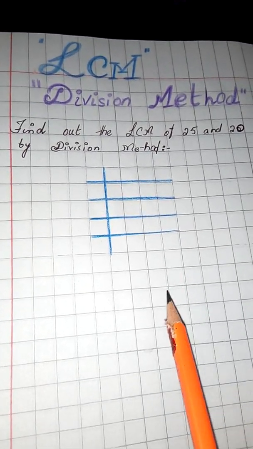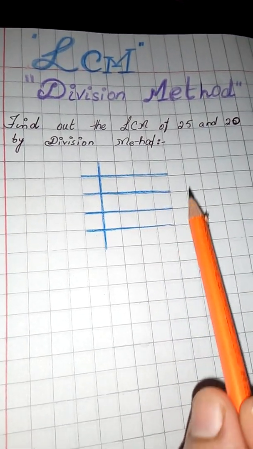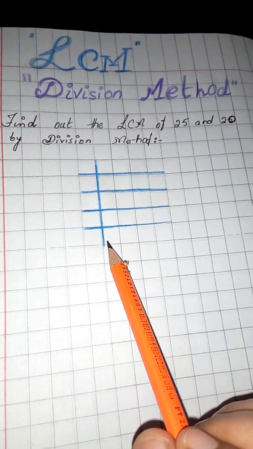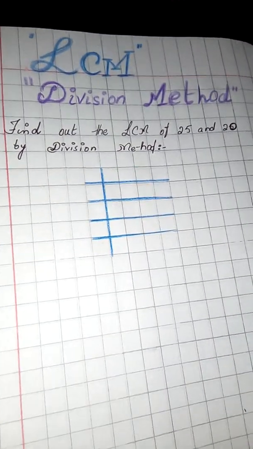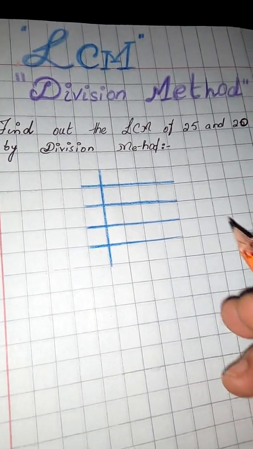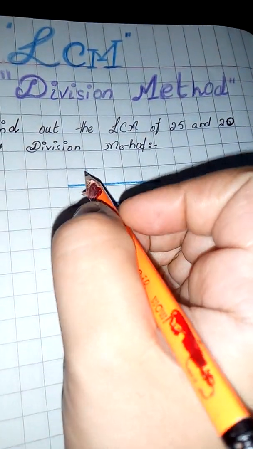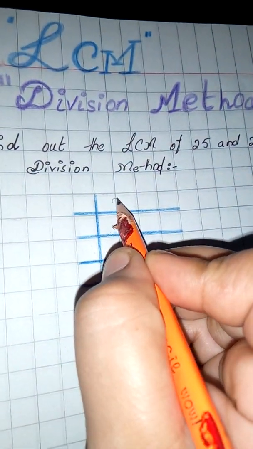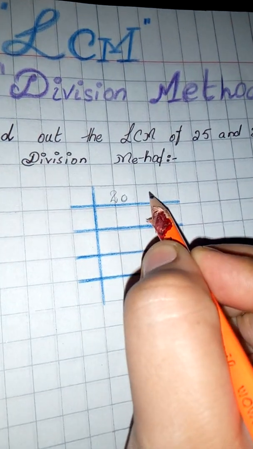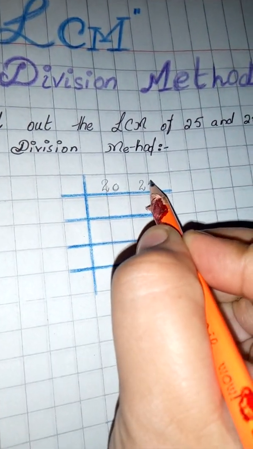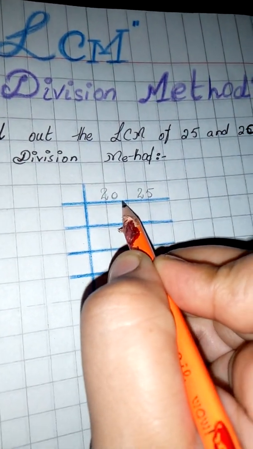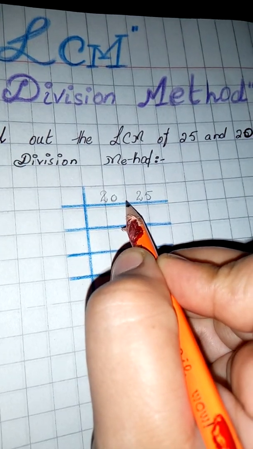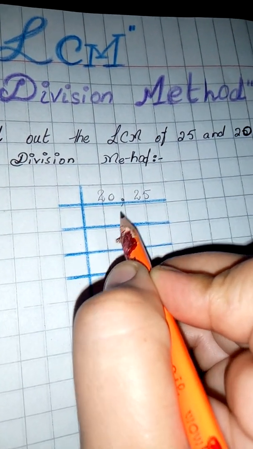Over here, as you can see, it's written: find out the LCM of 25 and 20 by division method. By following those steps, I'm going to write down these two numbers over here. And as you know, the first step was that you have to write down the numbers in a row by putting a comma in between. So I put the comma.